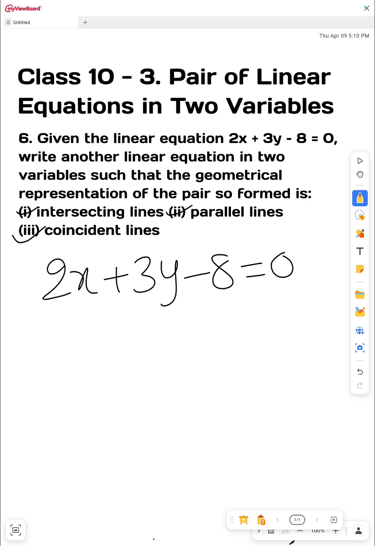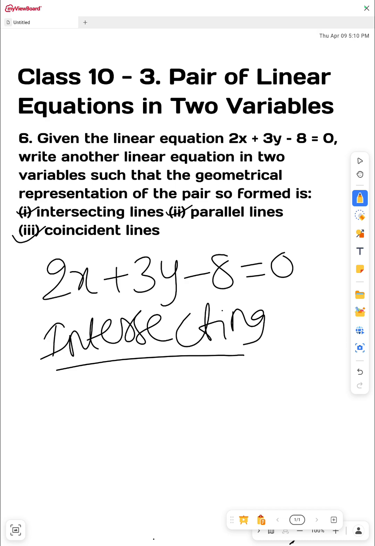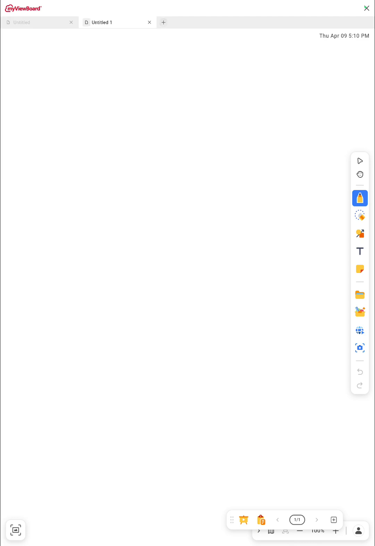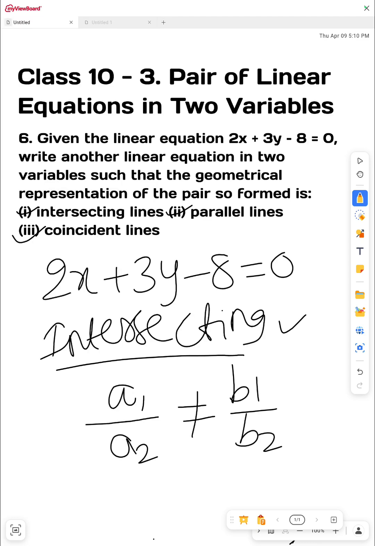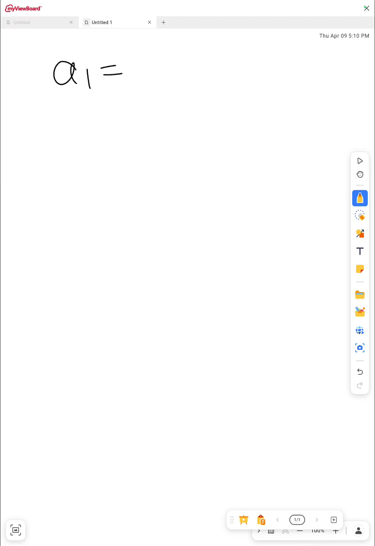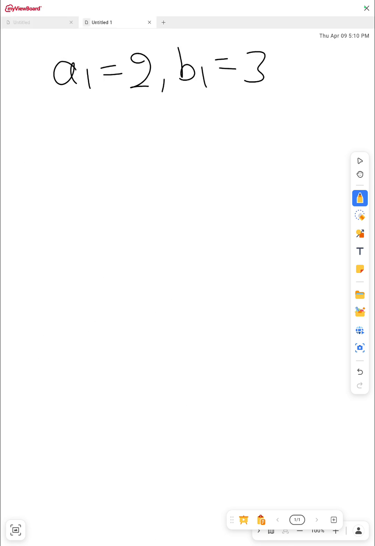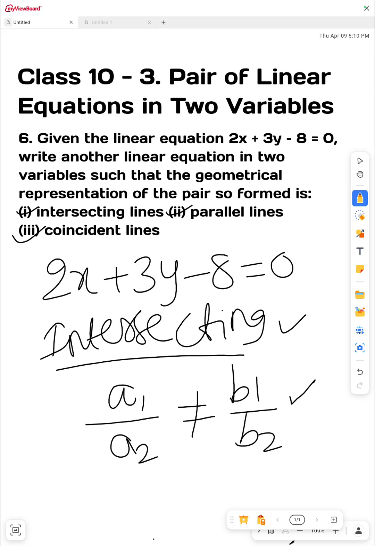So I'll go first with intersecting lines. How can I write another intersecting equation? What is the condition for intersecting? If we compare the ratios, a1 by a2 is not equal to b1 by b2. This is the condition for intersecting lines. What is the a1 value here? 2. And what is the b1 value? 3. And what is the c1 value? It is minus 8.